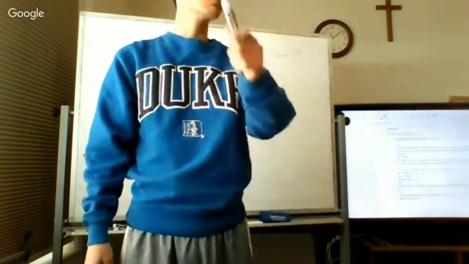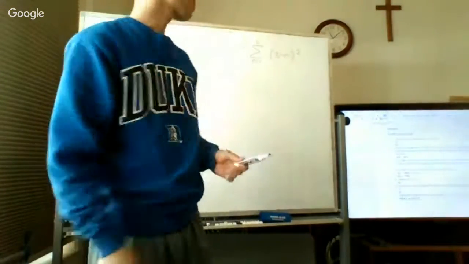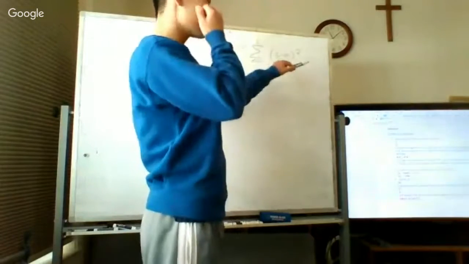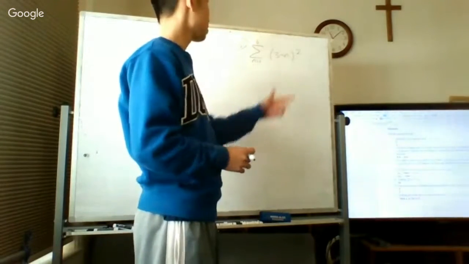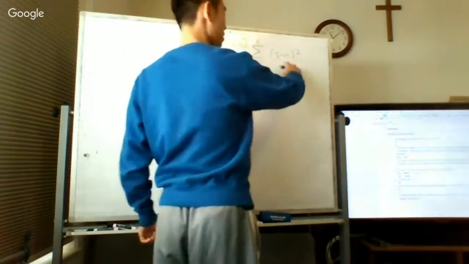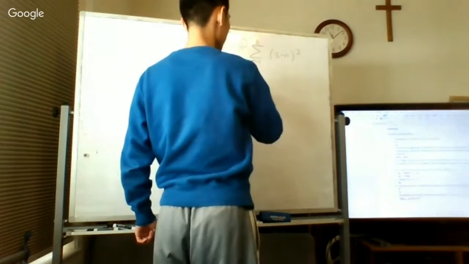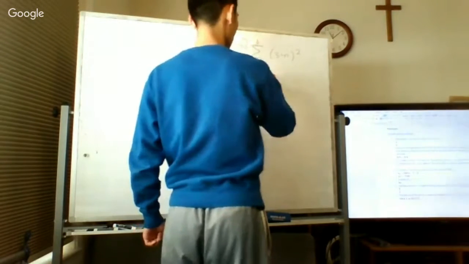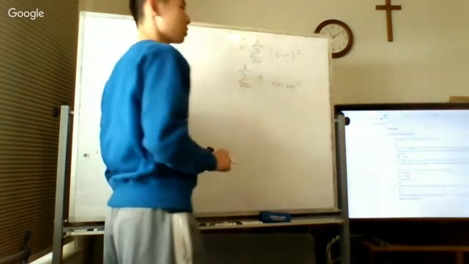So did you two get it? You know how to do these? Okay. So anytime you see something like this, it's always the same pattern. It's very easy. The first thing you do is you want to expand this. You always want to expand whatever is in here because we want to get rid of all parentheses. So we have 9 minus 6n plus n squared.